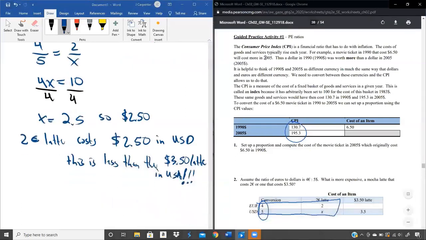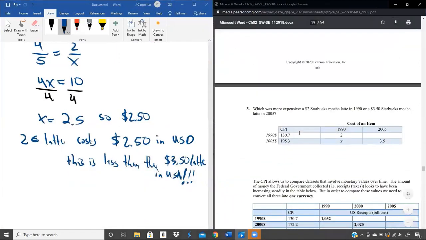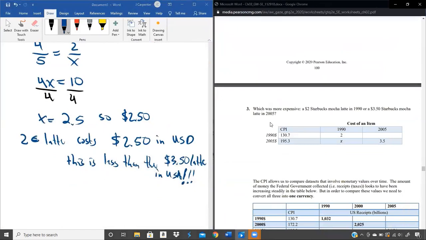All right, I need to annotate and clear. There we go, off of annotate. So, same idea with number 3.